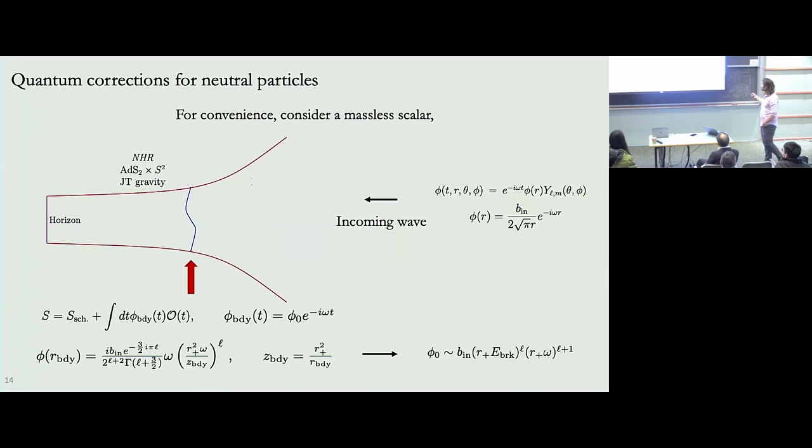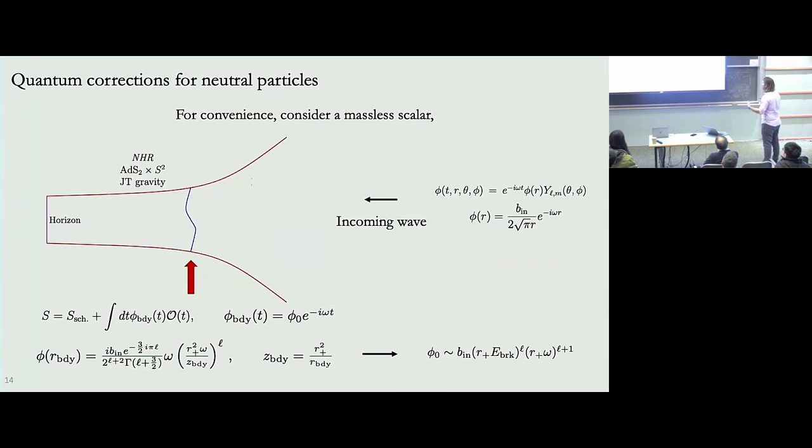The wave equation can be explicitly solved in this region, and you find that close to this blue line, it takes the following form, where z boundary is the Poincaré coordinate in AdS2. And from this value of the four-dimensional scalar field, you could extract what this coupling is, what the source for this operator is. You could extract what this phi 0 is. So namely, you see that it scales with powers of R plus and E breakdown, and R plus modified by the frequency of this mode.